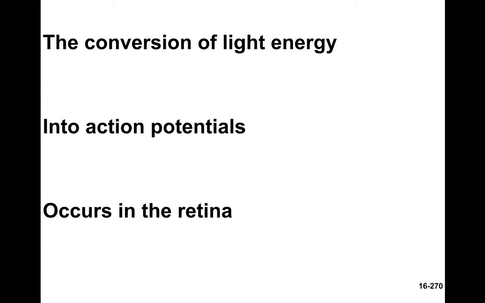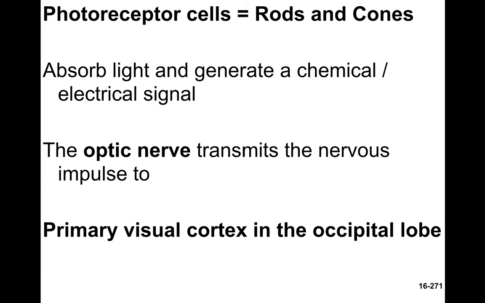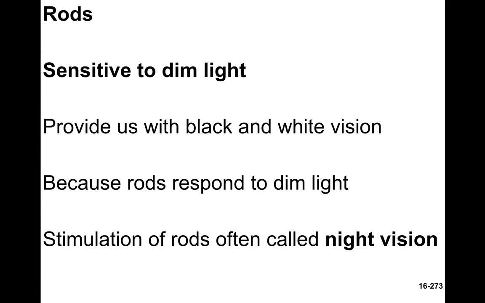The conversion of light energy into action potential occurs in the retina. There are photoreceptor cells, known as rods and cones, that will absorb light and generate that electrochemical impulse, and the optic nerve then carries that impulse to the primary visual cortex of the occipital lobe.